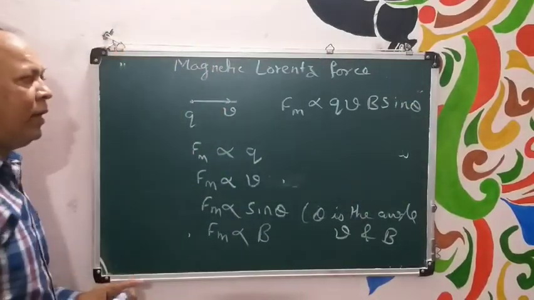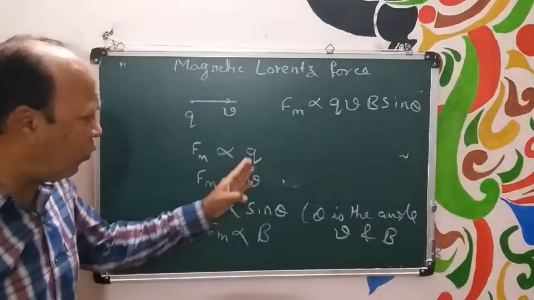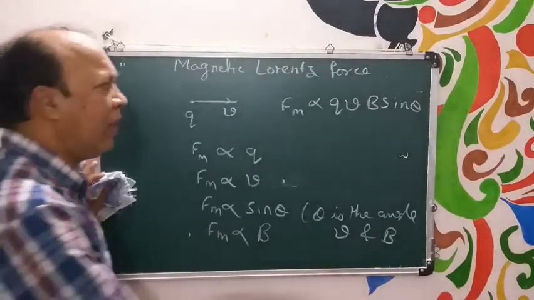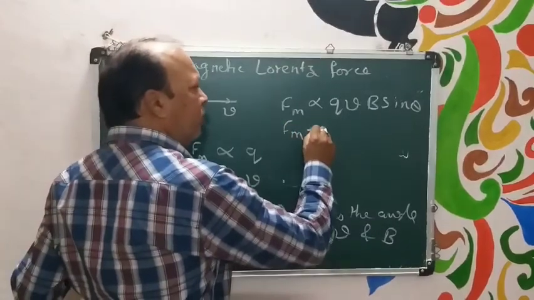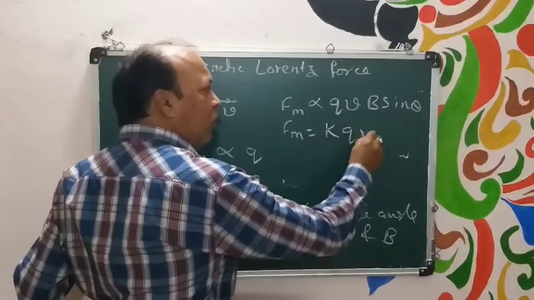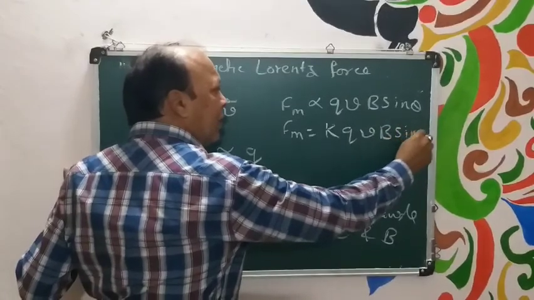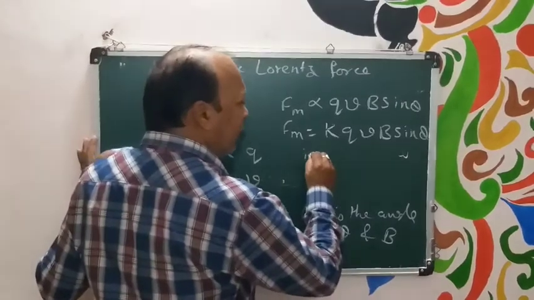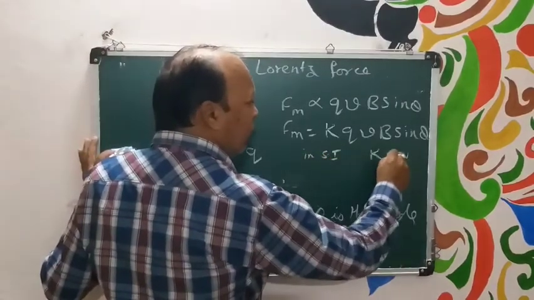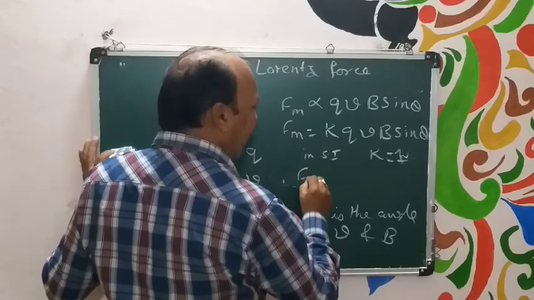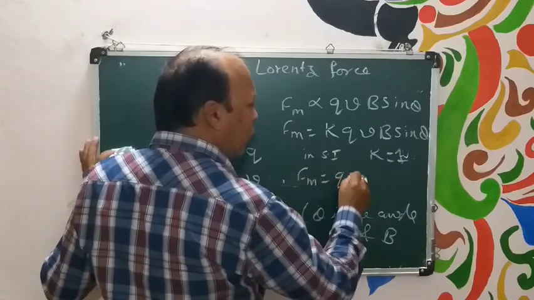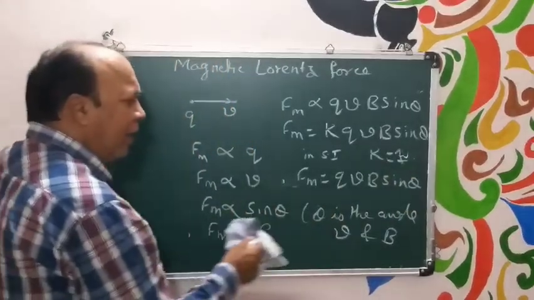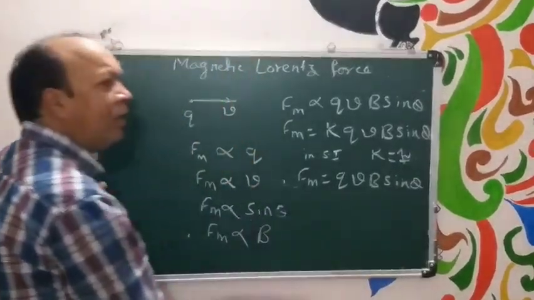Is that clear? Now if you club all these forces, Fm should be proportional to QVB sine theta, or Fm should be equal to one constant K into QVB sine theta. Experimentally, this constant K in SI unit should be equal to 1. So you will find Fm is equal to QVB sine theta.